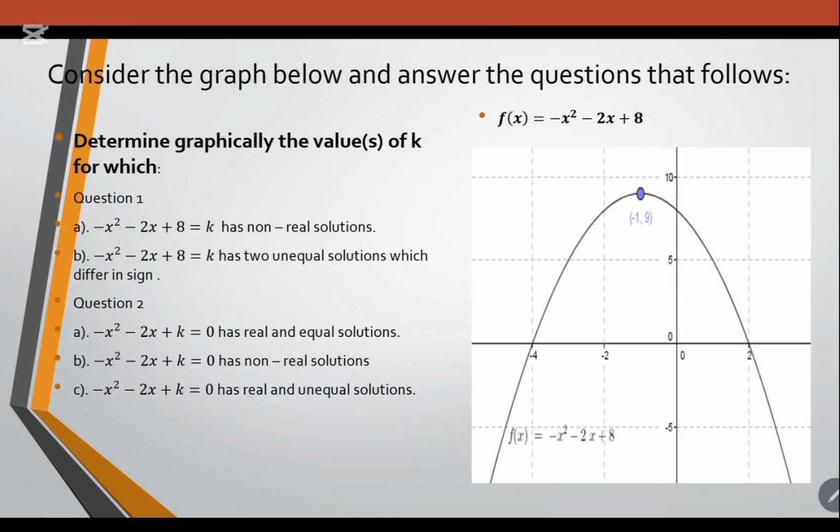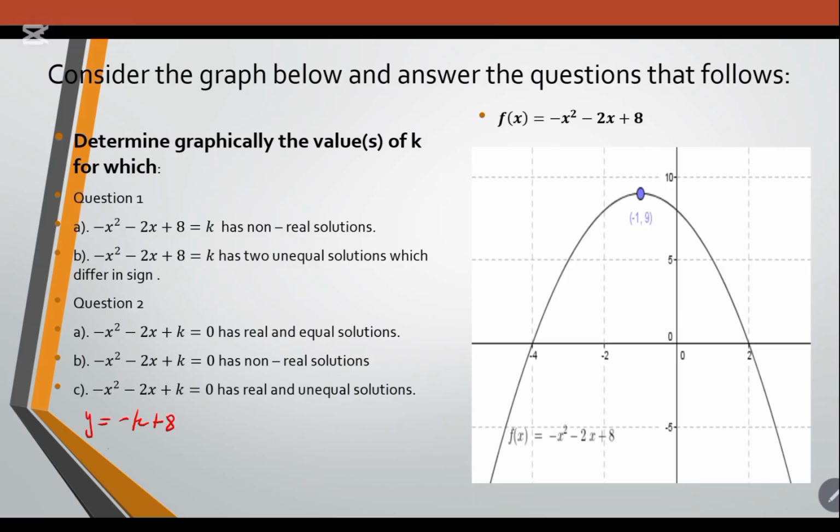Determine the values of k for which this equation has real and unequal solutions. They will be real and unequal only if our constant line is less than the value of y at the turning point. So from our previous question, we know that our constant line is the line y equals negative k plus 8. So if this line is less than 9, therefore this equation will have real and unequal solutions.